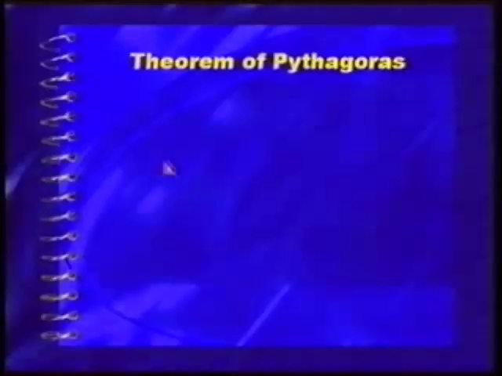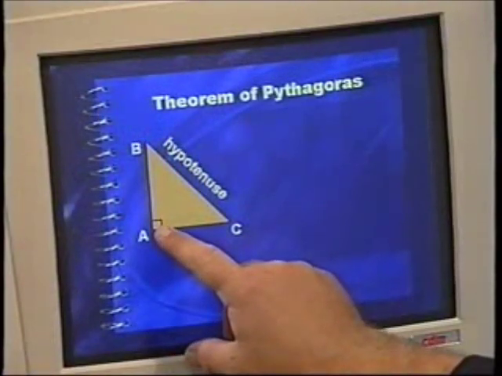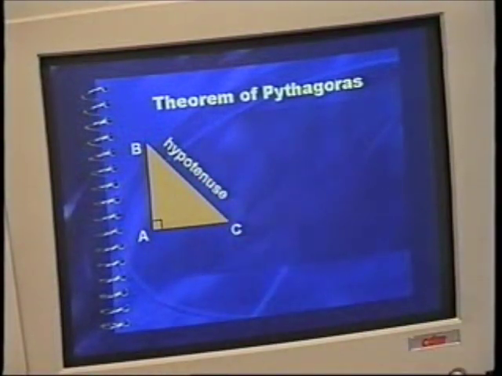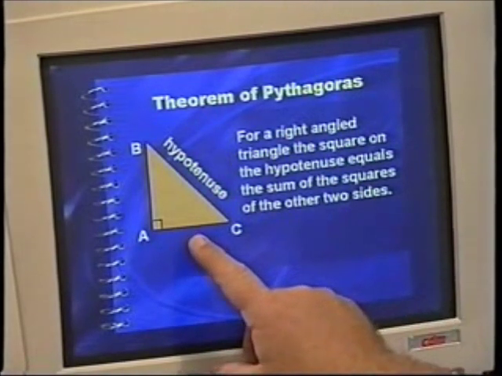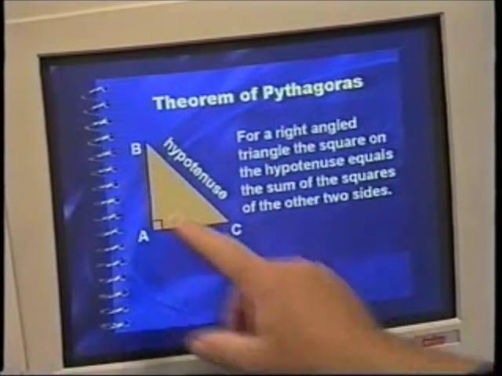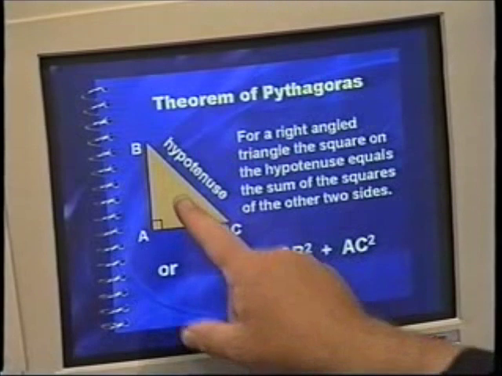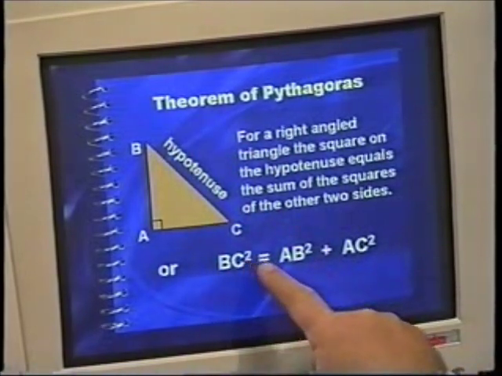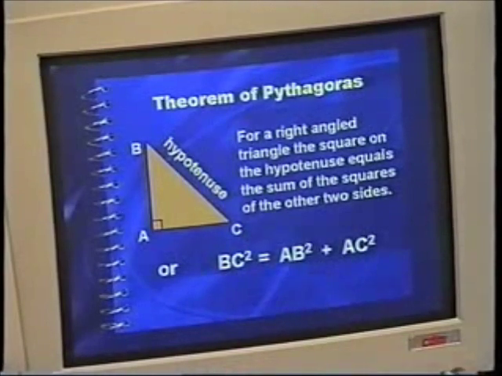What is the theorem of Pythagoras? You all have heard of that. When we've got a right-angled triangle, then the longer side, that is opposite the right angle, is called the hypotenuse. And when you square the hypotenuse, then you'll find that to be equal to the sum of the squares on those other 2 sides. Now, mathematically, that's expressed as BC squared is equal to AB squared plus AC squared.